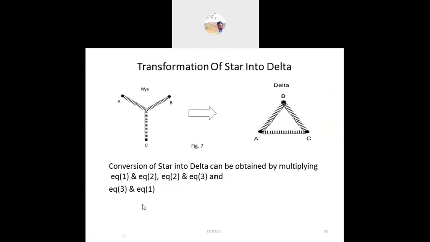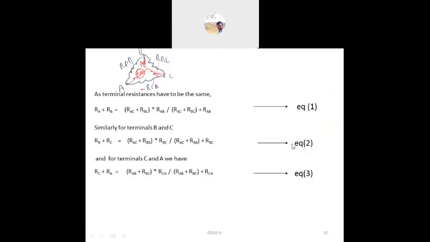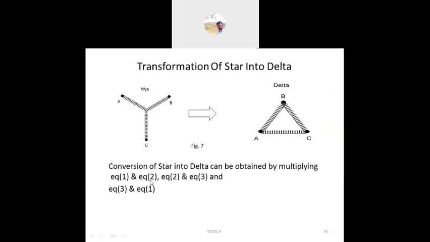Then we have the other transformation, star to delta. In star to delta, we convert the star connection into the delta. The conversion of star to delta can be obtained by multiplying equation 1 and equation 2, equation 2 and equation 3, and equation 3 and equation 1.